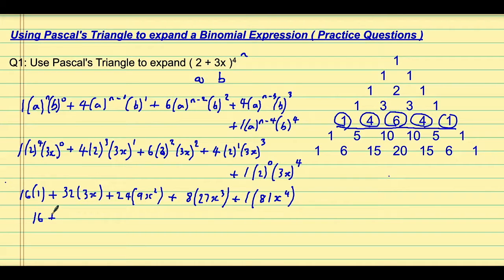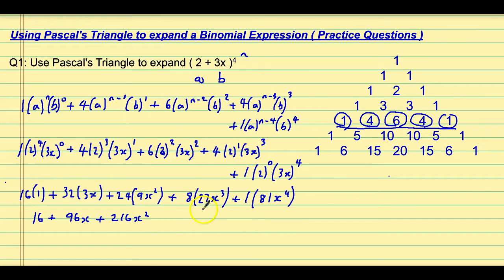Our next term is going to be 32 times 3x here. 32 times 3x gives us 96x. Our next term, we're going to have to do 24 times our 9x squared. Well, 24 times 9 gives us 216. So we get 216x squared.